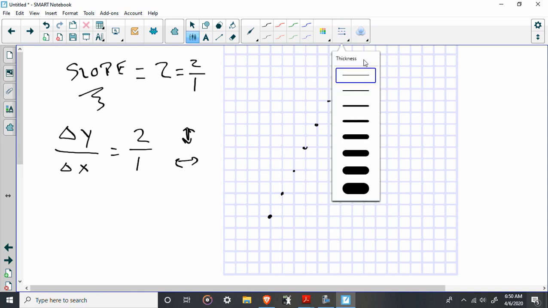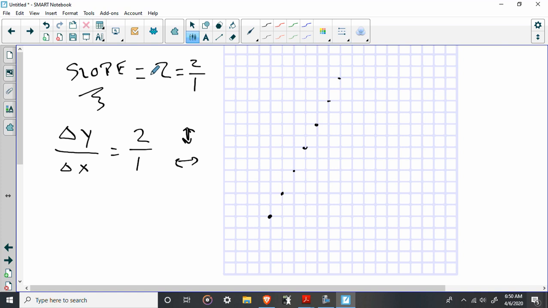And what we did was we could connect the dots. We can go ahead and draw a little line here, and we could connect the dots. And we talked about this in terms of linear equations and linear functions.